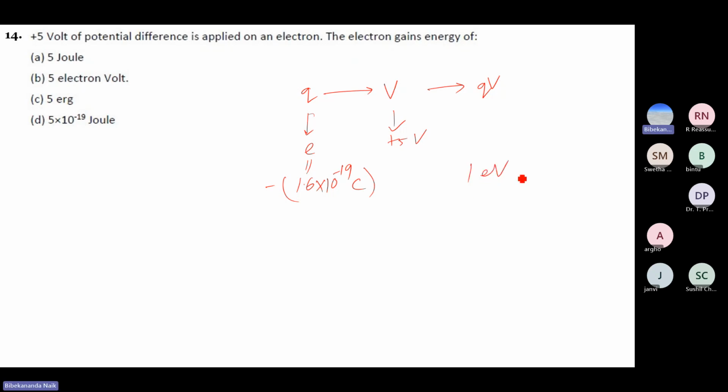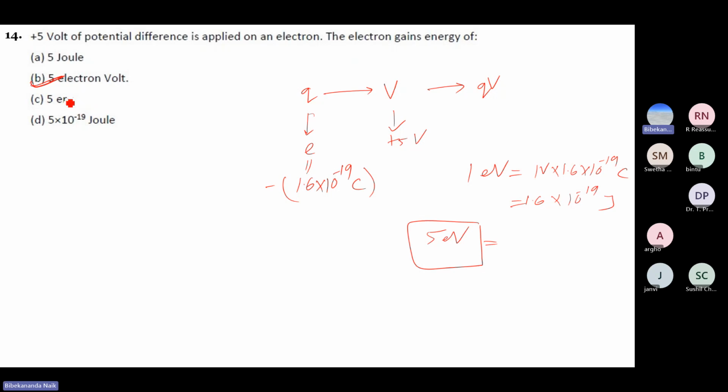So we call 1 electron volt the energy gained by 1 electron while accelerated in a potential difference of 1 volt. So 1 electron volt is 1 volt into 1.6 into 10 to the power minus 19 coulomb. So it is 1.6 into 10 to the power minus 19 joule. So according to this question, since the electron is being accelerated in a potential difference region of 5 volt, then it will be 5 electron volt. So the correct option will obviously be option B, which is 5 electron volt.